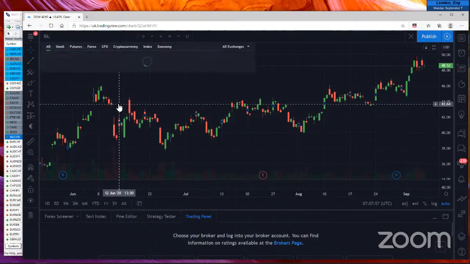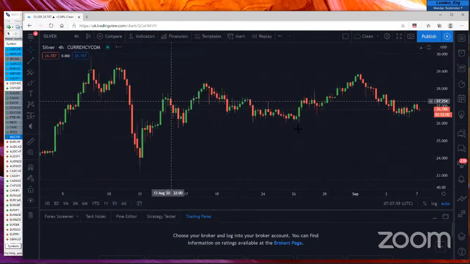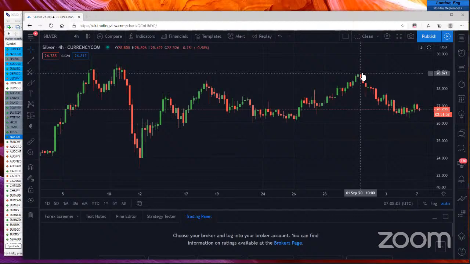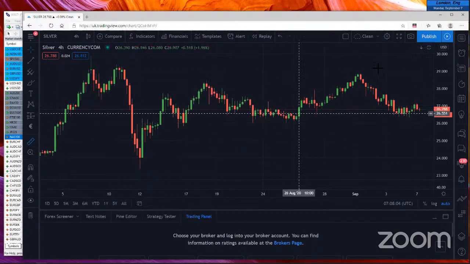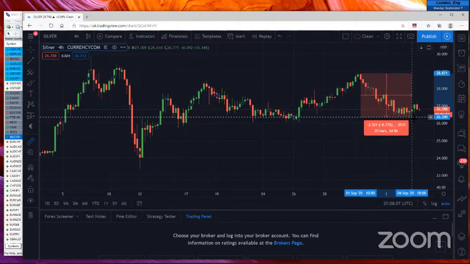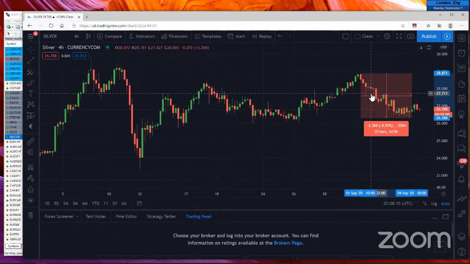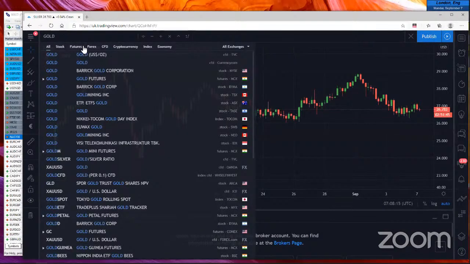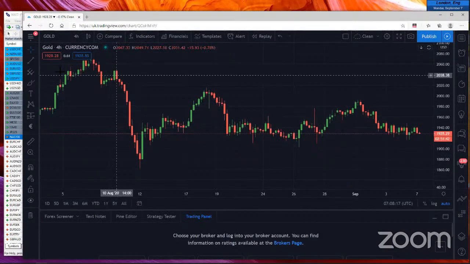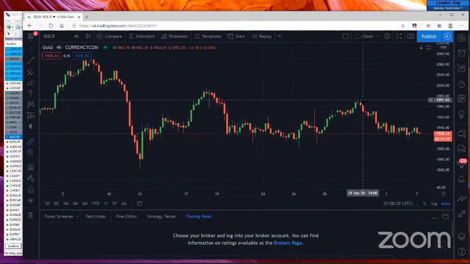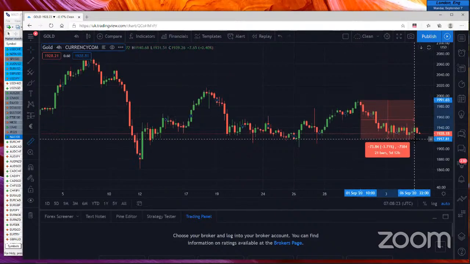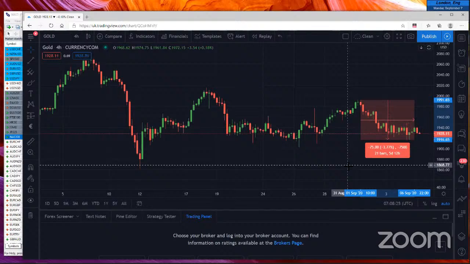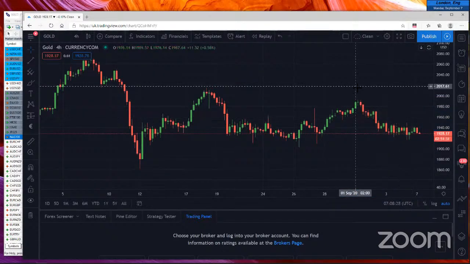So if we have a look at silver. If we take from the 1st of September, the month of September so far for silver, high to low point, 9%. Compare that to gold. From the 1st of September, high to low point, 3.7%. So the message here is the outperformers become the underperformers, depending on which way the market is going.